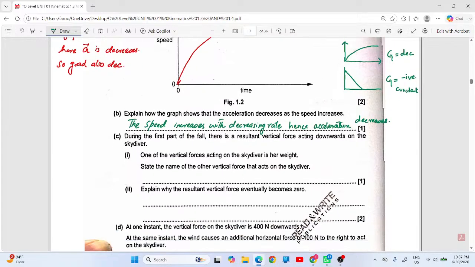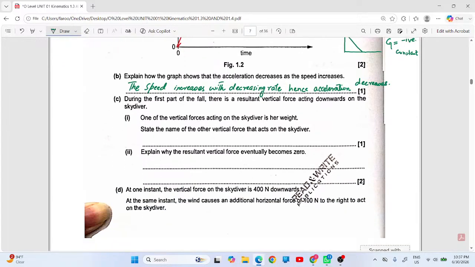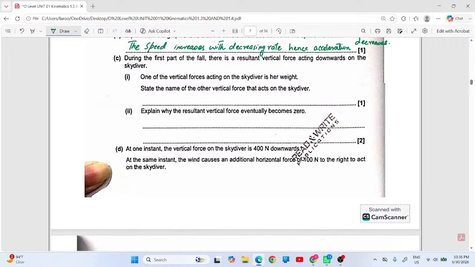During the first part of the fall, there was a force acting downwards on the skydiver. One of the vertical forces acting on the skydiver is her weight. State the name of the other vertical force that acts on the skydiver. Air resistance. One is the weight. Weight is acting downward. For example, here you have a skydiver. Its weight is acting downward. So resistive force is acting upward. तो हम लिख देते हैं air resistance.